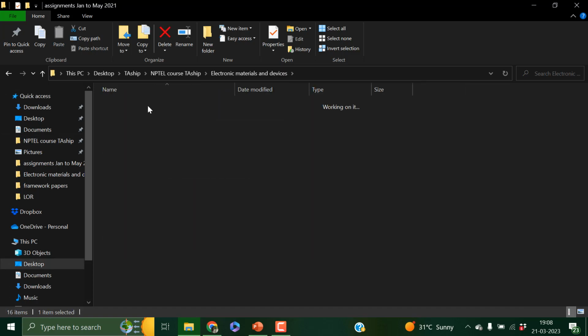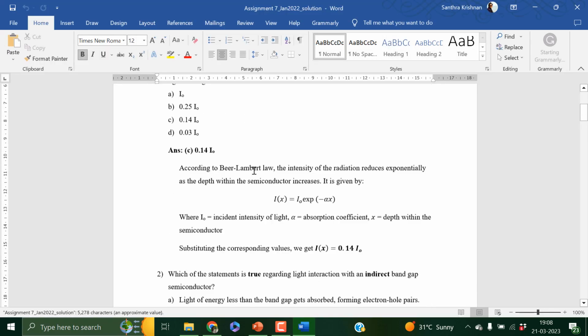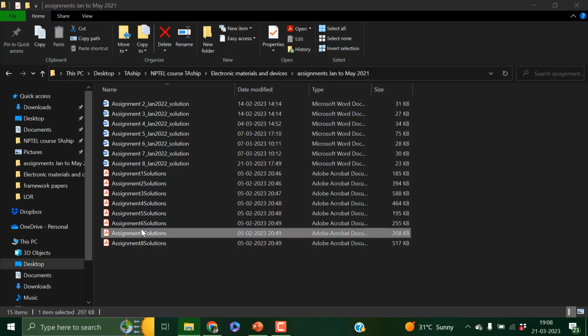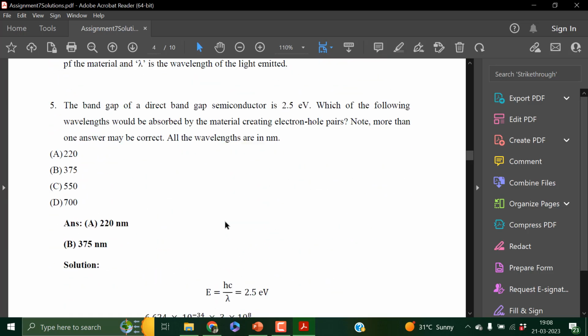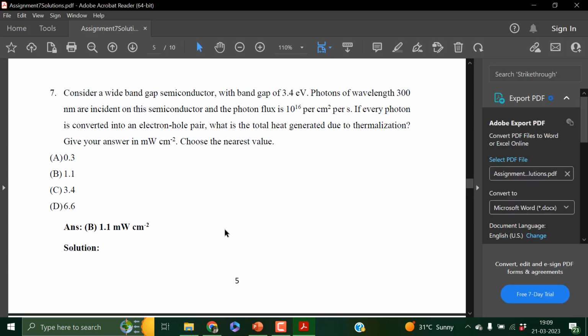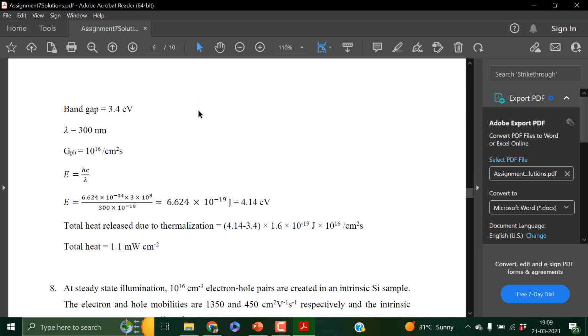Assignment 7, question 7, right? Consider a wide band gap semiconductor with a band gap of 3.4. Photons of wavelength 300 nanometer are incident. Photon flux is given. Every photon is converted. Total heat generated due to thermalization. So what is your doubt? Madam, I got the answer as 6.6.